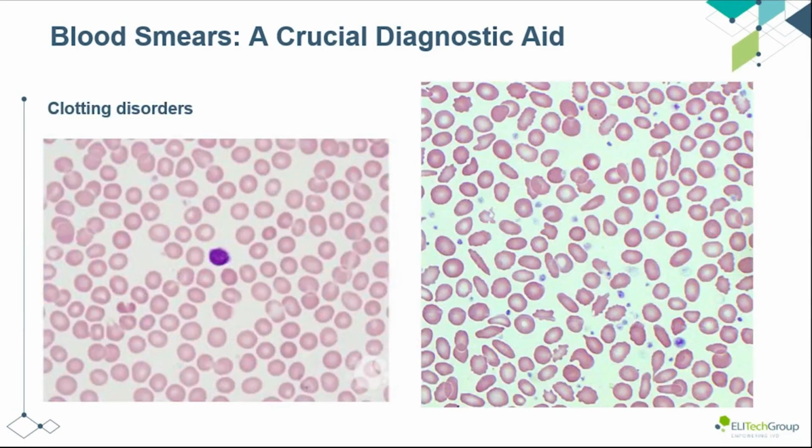Platelet disorders can be caused by genetic abnormalities, autoimmune disorders, as well as blood and bone marrow diseases. They are most commonly identified by the size and amount of the platelets on the cell.